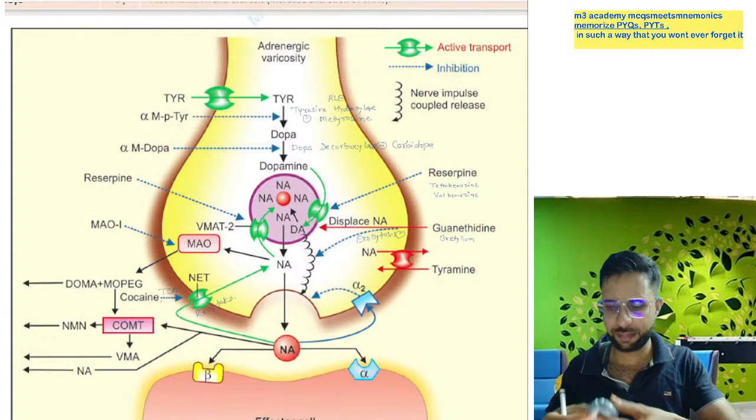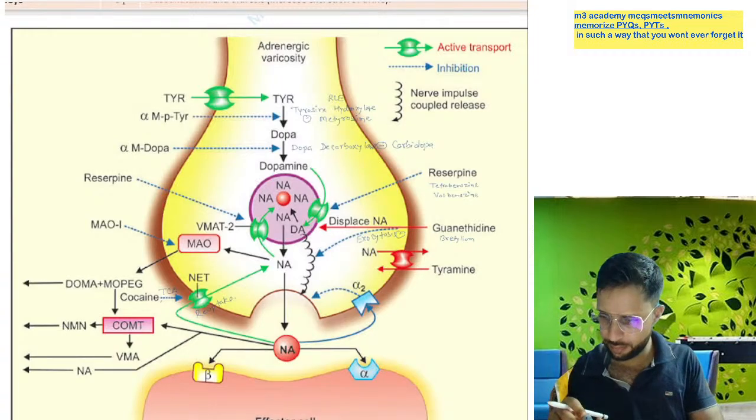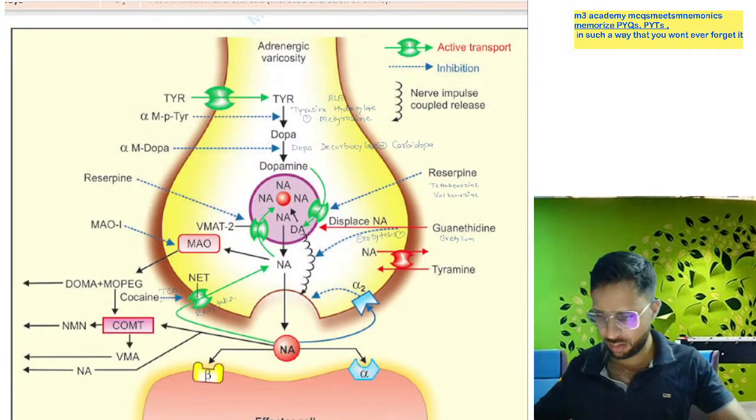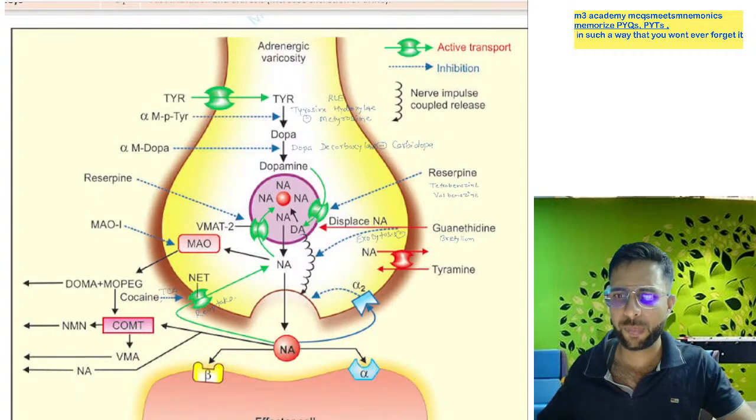Yes. My background block the M3 receptor. Yes. Very good, Dr. Ashish. Yes. I'm just changing the mic for better audio quality.